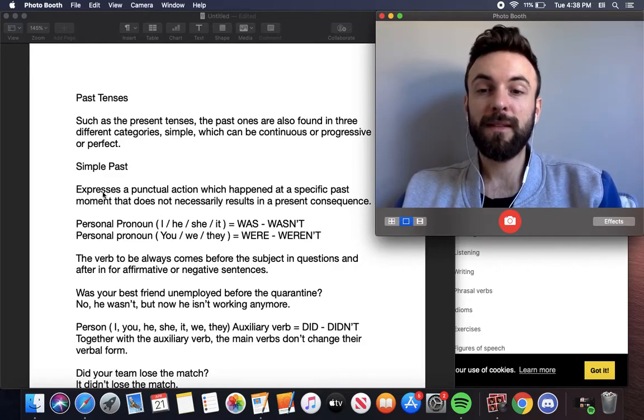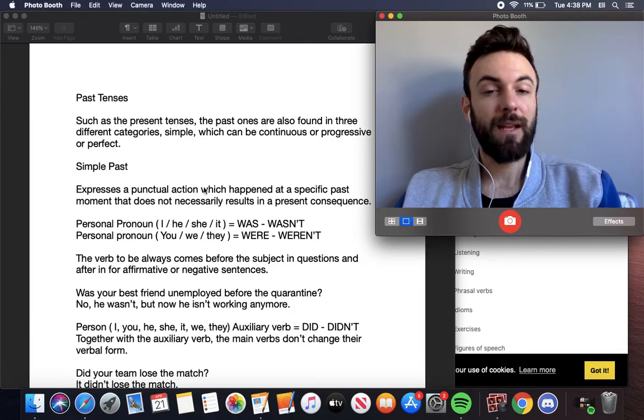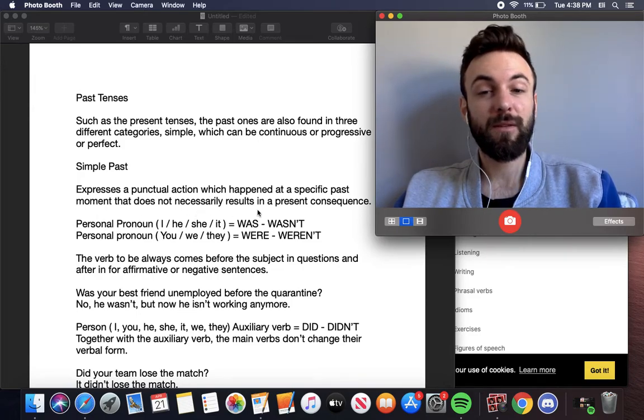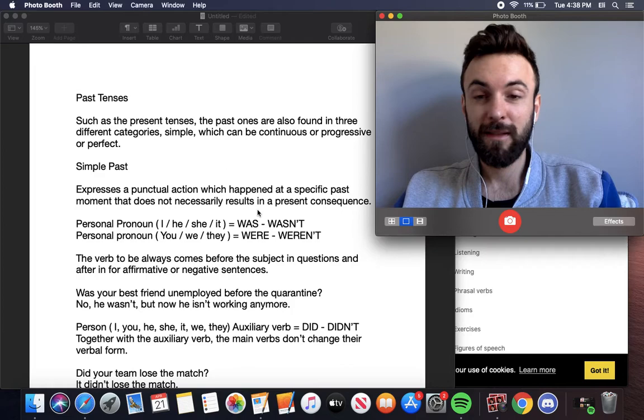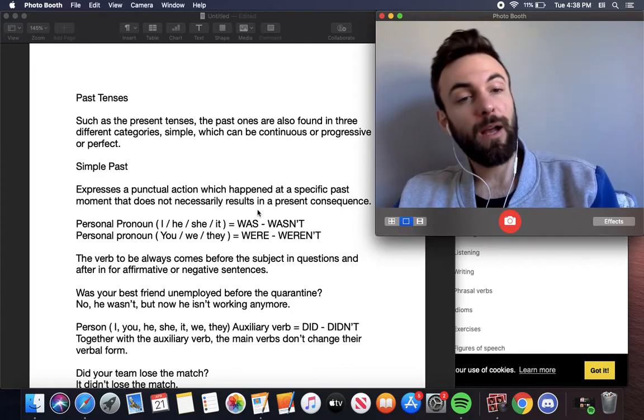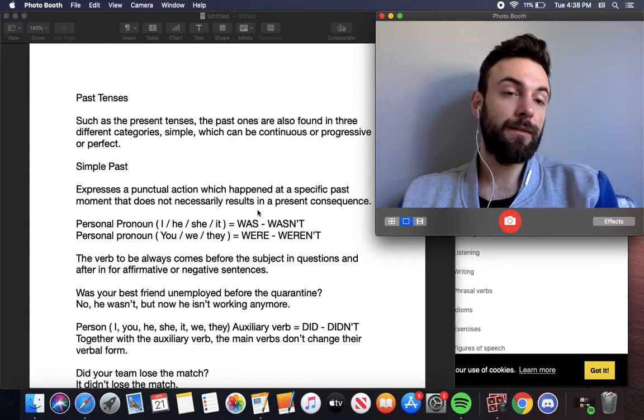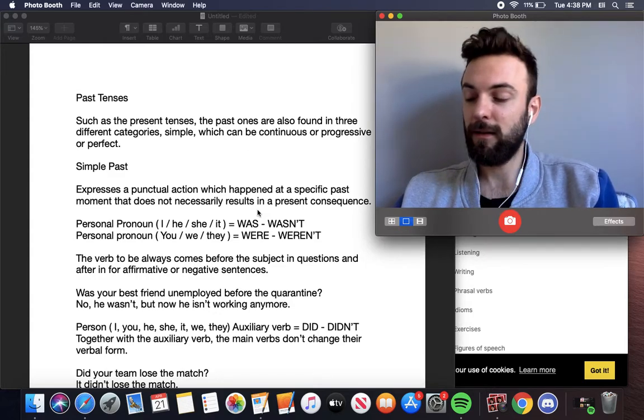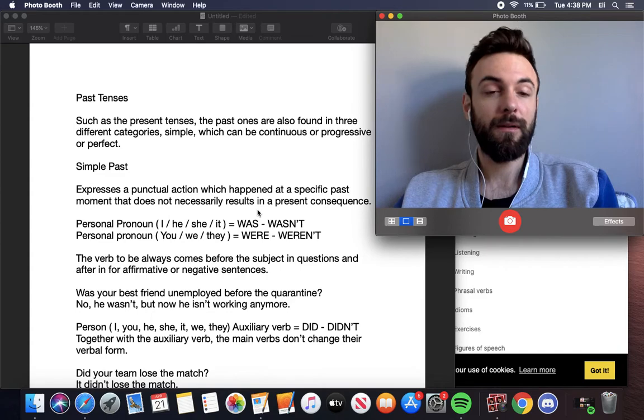The simple past expresses a punctual action which happened at a specific past moment that does not necessarily result in a present consequence. Basically, I'm talking about something which happened and doesn't happen anymore, or basically something that we did.